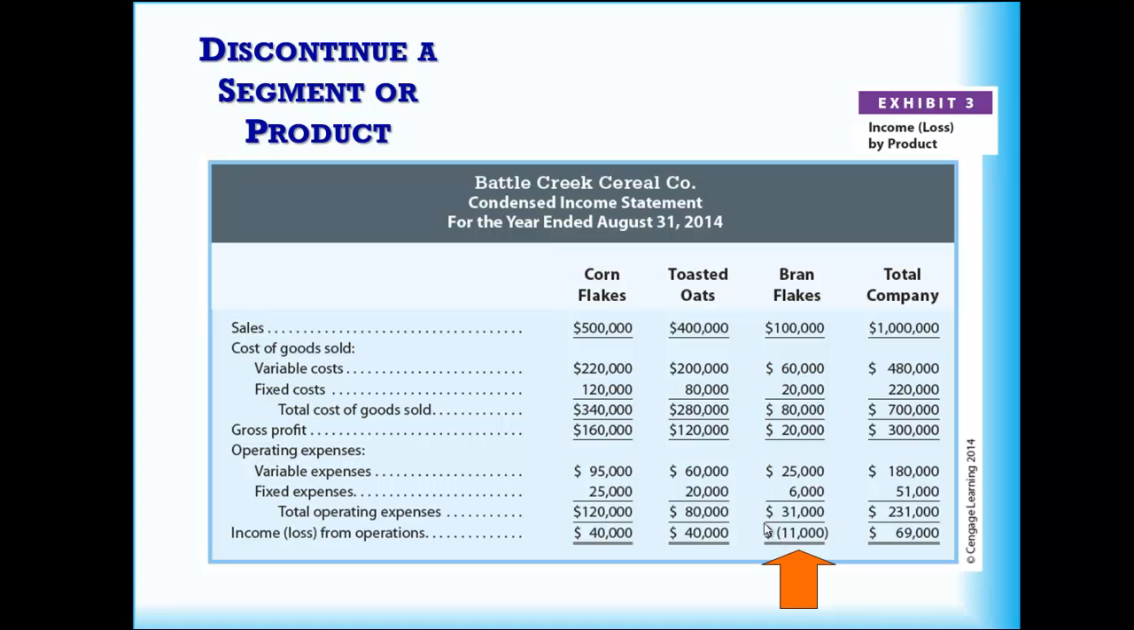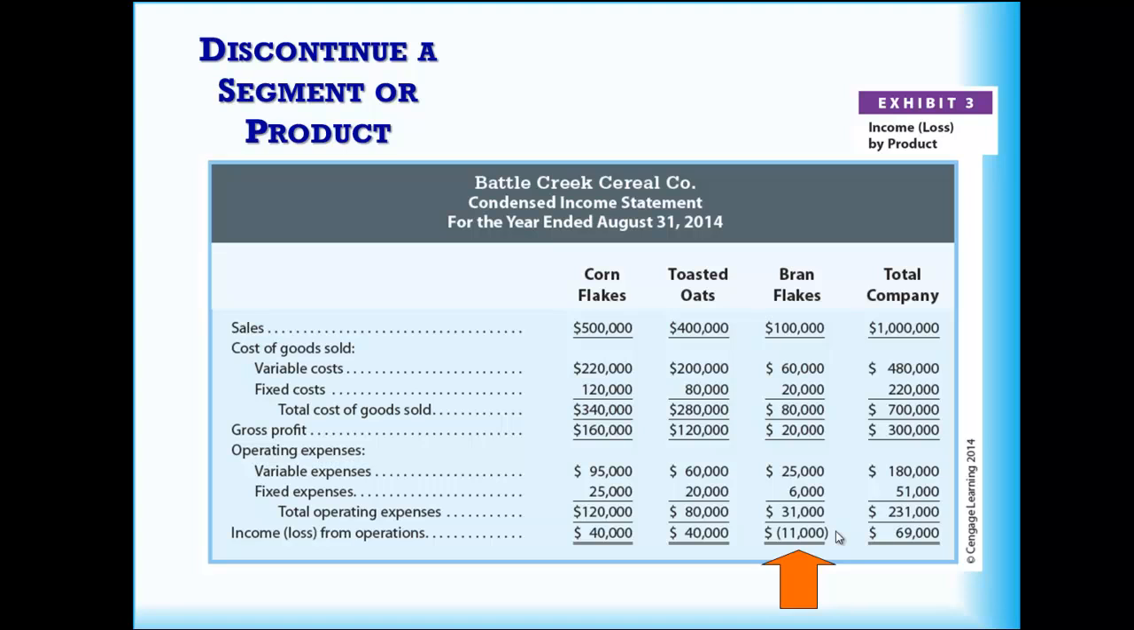our loss from operations. So at first glance, when we first look at this, we're thinking, hey, look, we're losing $11,000. We should axe the bran flakes. We should get rid of those, right? That's the first thought that comes to mind. But remember, those fixed costs are not going to be impacted.